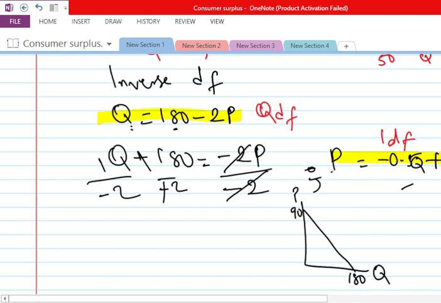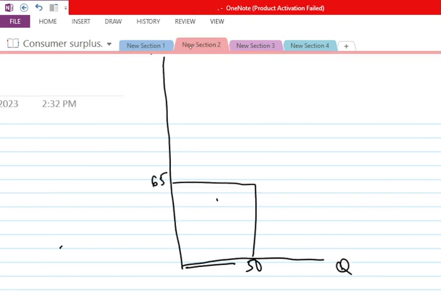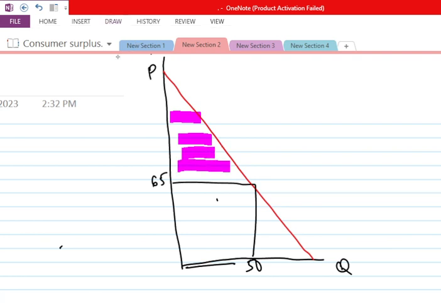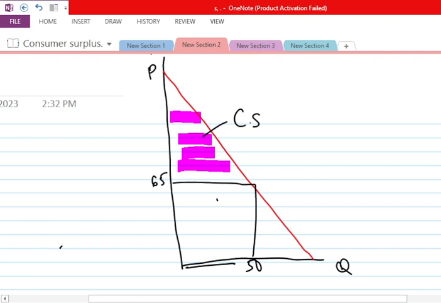So now let's show you how it is on the graph. Okay, we've gone halfway. Here's our P. So we're going to get our demand curve, which goes all the way down. So this part here is our consumer surplus. The shaded part here is our consumer surplus.